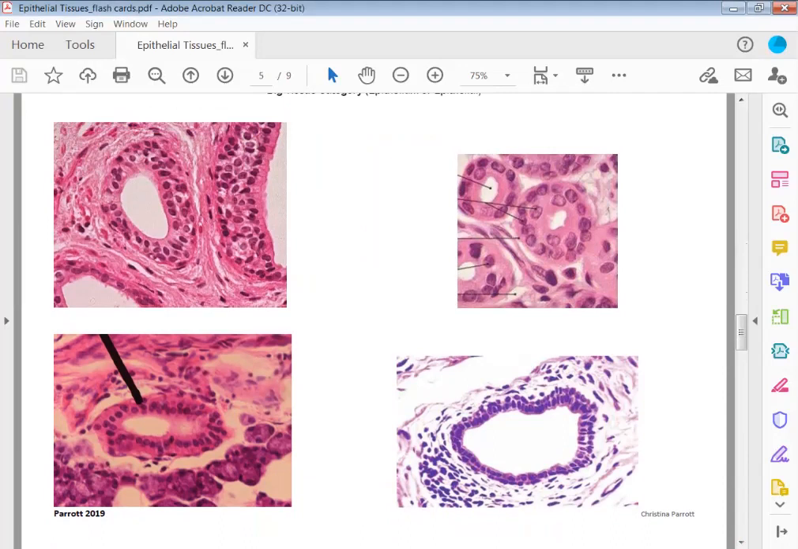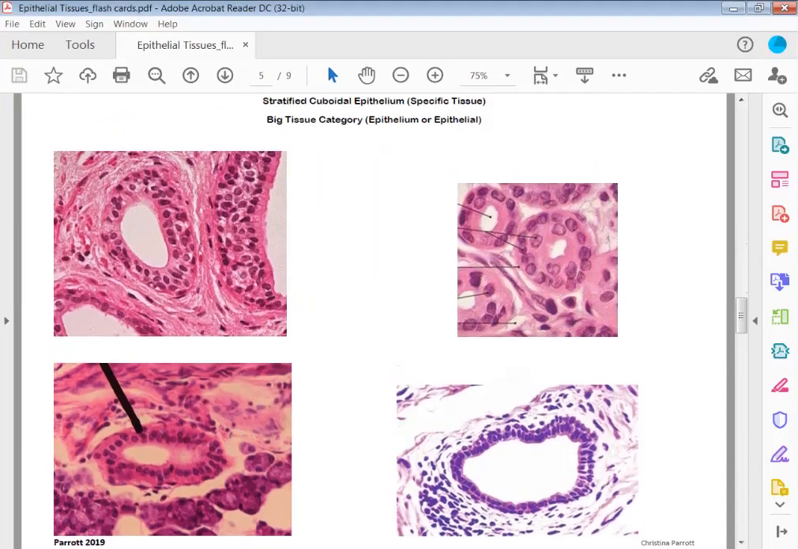Now going down to our next tissue. This is going to be stratified cuboidal. You look at this circle right here and you see multiple rows of nuclei. That means there's multiple rows of cells. So if there's multiple rows of cells, the first name is stratified. These are cuboidal shaped cells. It's hard to tell here, but they are.